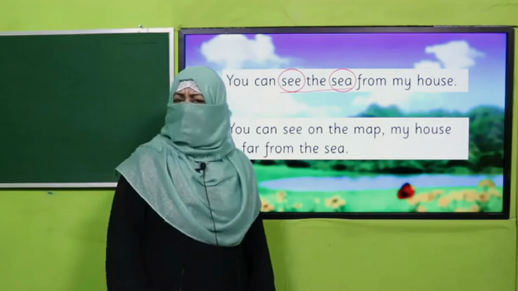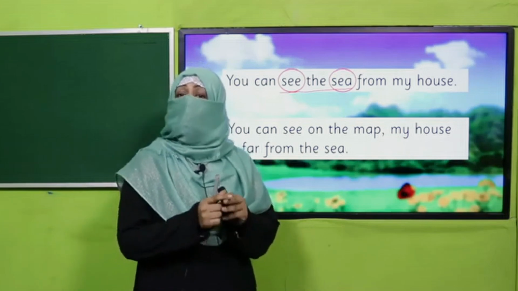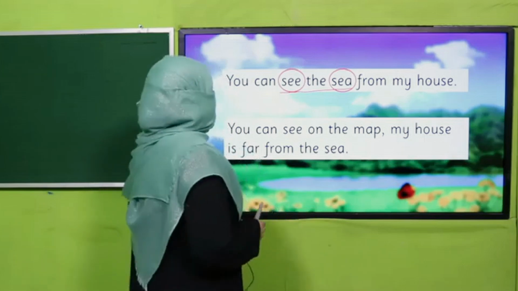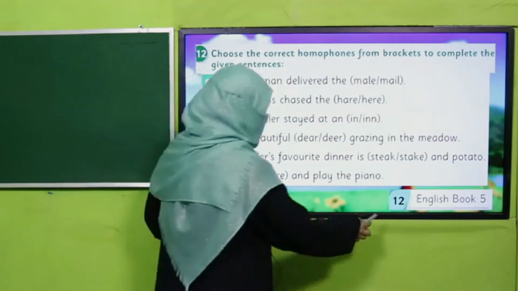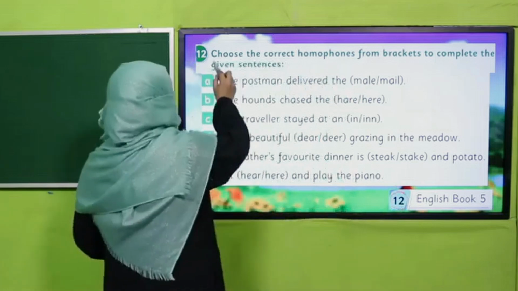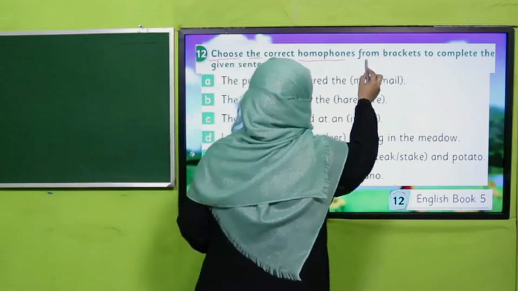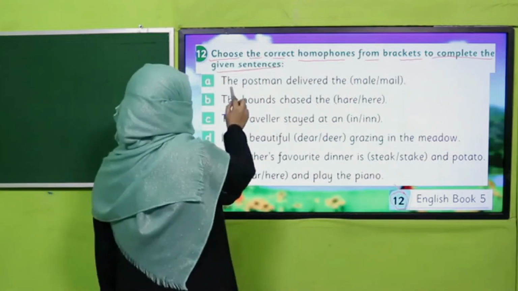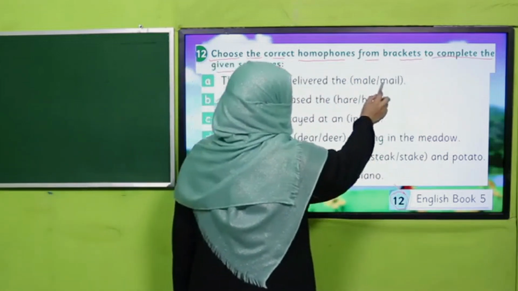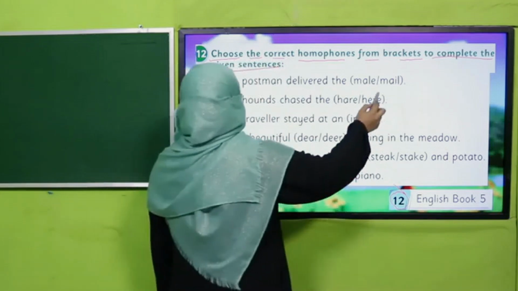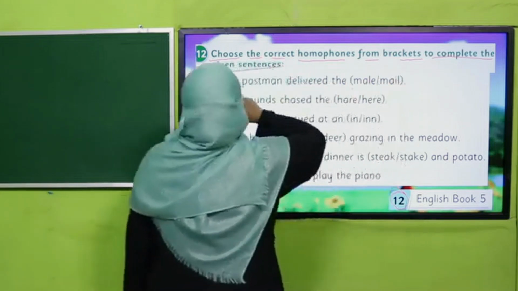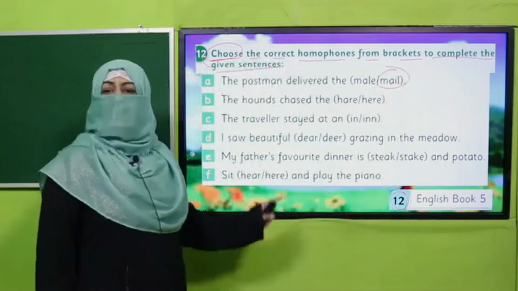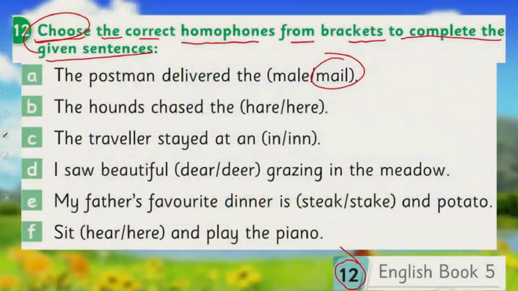Yes, my dear children, are you done with it? Now I believe you have a vocabulary of many homophones you are familiar with. So next is your practice from the book. Open your book on page number 12. You will choose the correct homophones from the brackets to complete the given sentences. Okay, you will read the sentence. The postman delivered the mail or male. Which one is correct? What you are going to do, you will choose it. You may tick or circle it. Okay, so pause the video and complete this exercise in your book.